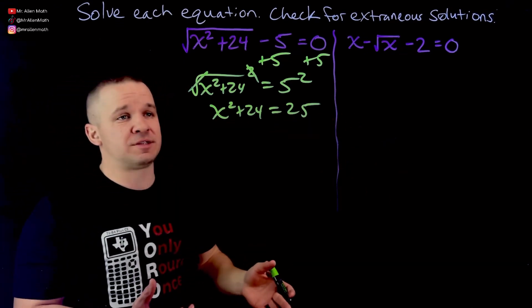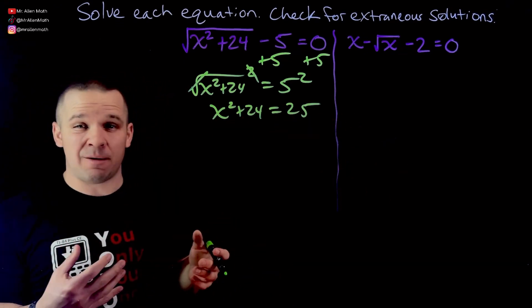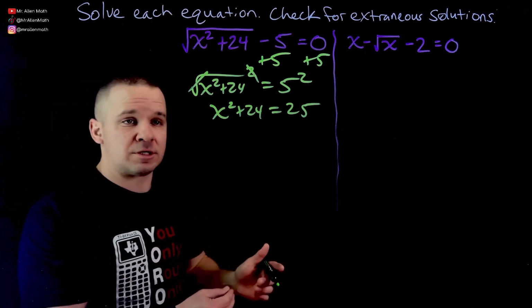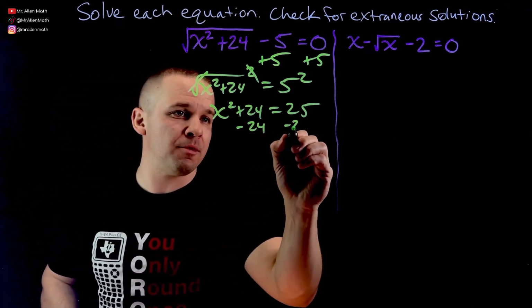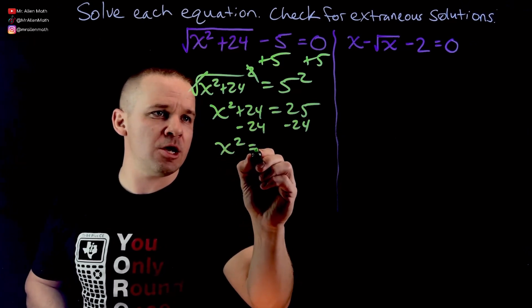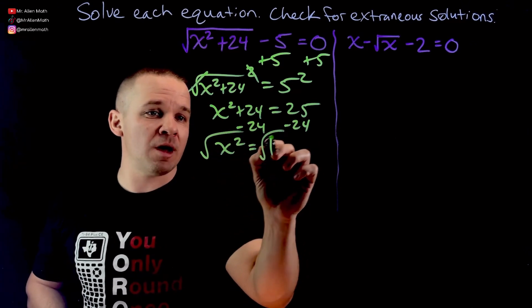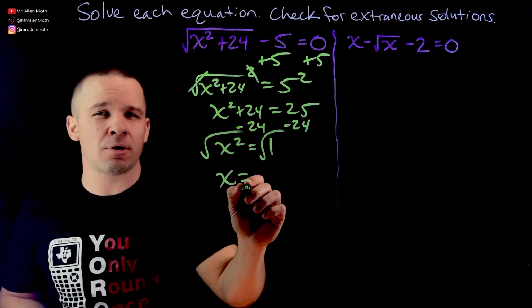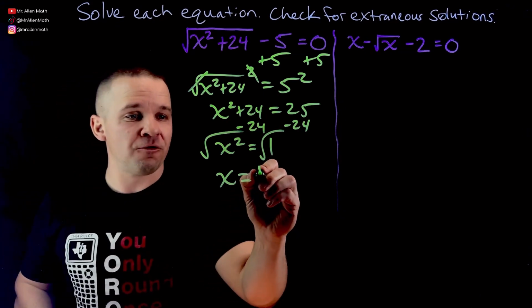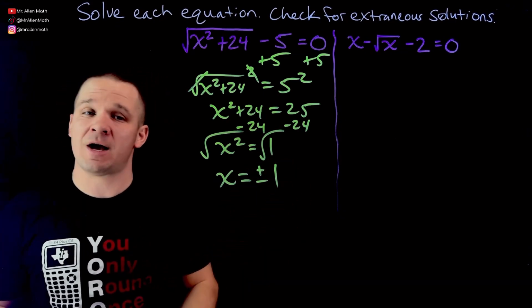Now I can solve this however I'd like to. I think I'm going to solve it by using square roots, because I can subtract 24 on both sides, get x squared equals 1, square root on both sides. I'm going to get x equals, what's the square root of 1? It's 1, but don't forget, when solving with square roots, it's plus or minus 1.